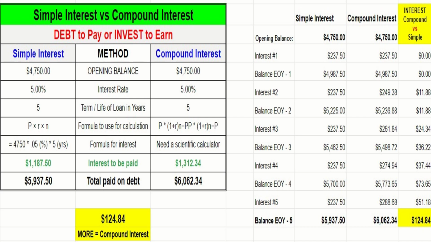Simple interest results in $1,187.50 in interest. Compound interest results in $1,312.34 in interest, which is $124.84 more. The total paid after factoring interest under each method is: simple interest method totals $5,937.50 at the end of 5 years. Compound interest method totals $6,062.34 at the end of 5 years.